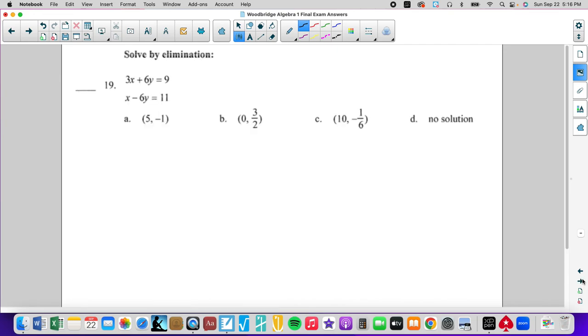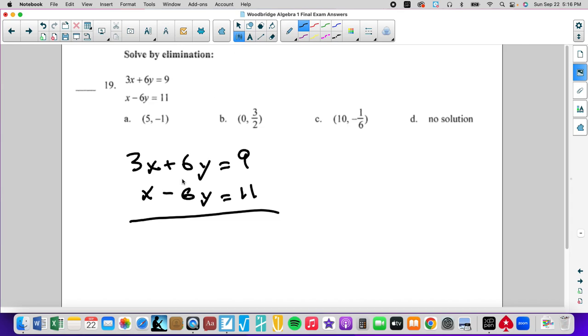Number 19, solve through elimination. So here is a great example of elimination through addition and subtraction. I called it addition, subtraction, or multiplication. It's called addition because we're going to add these two equations. It only works when they're in the same format. This is called standard form. This is ax plus by equals c, in both of those equations.